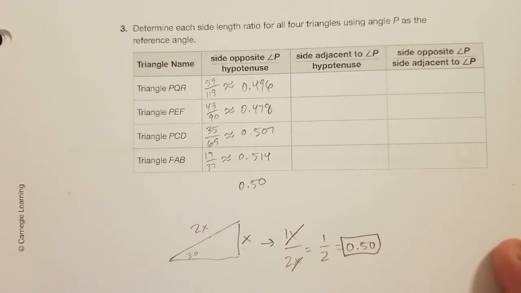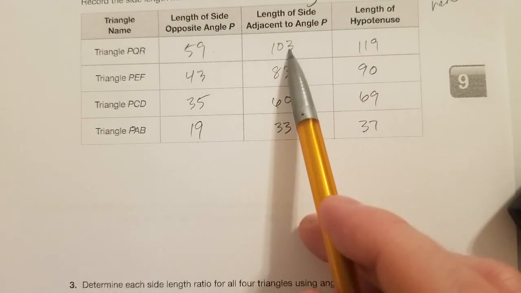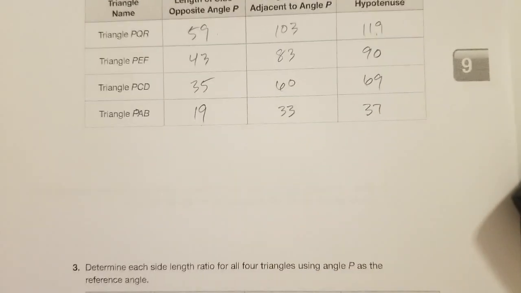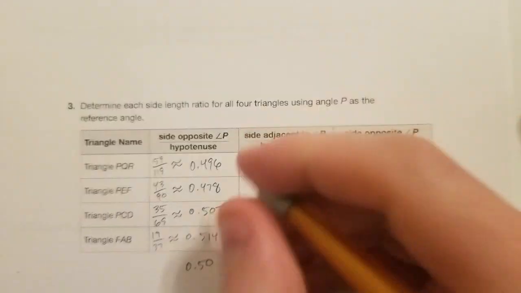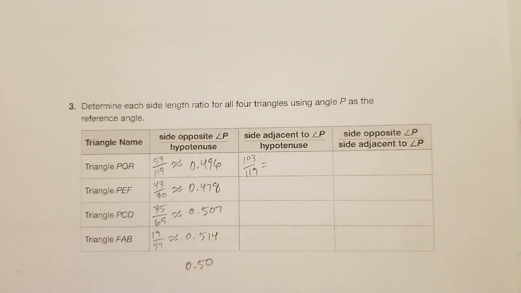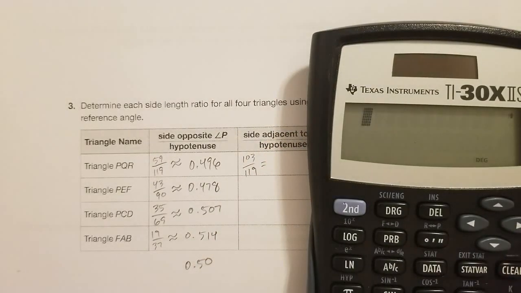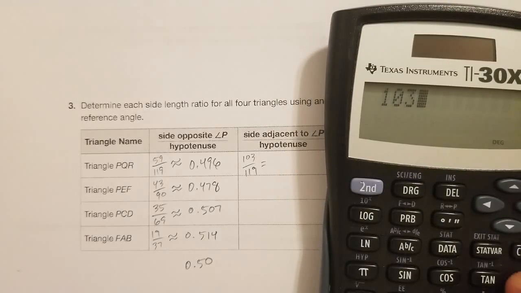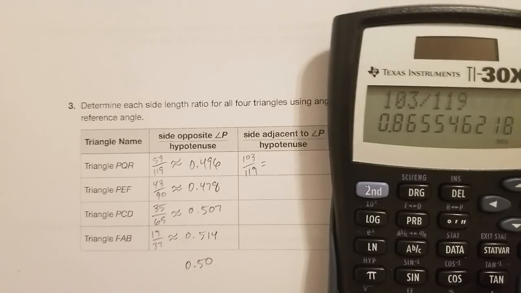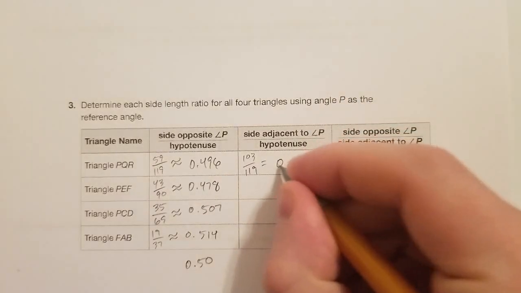Okay, now let's do the side adjacent. And so this is going to be adjacent divided by hypotenuse. So I'm doing each of these ratios. 103 over 119. Remember, your answers are different, but your decimals should all be pretty close to what I'm getting. 103 divided by 119 is 0.866.